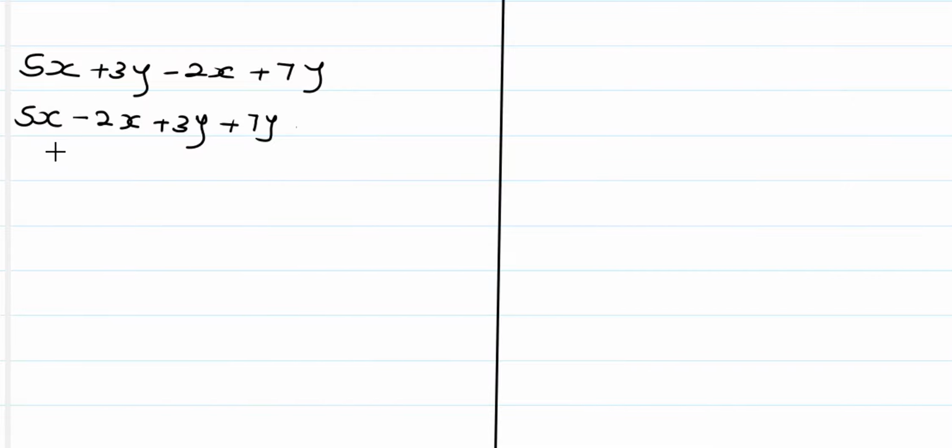Then we take 5x minus 2x because they are like terms. It becomes 5x minus 2x is 3x. And then we also have this 3y and 7y because they are like terms. We can add them. It becomes 3y plus 7y is 10y. And that becomes the solution for that question.